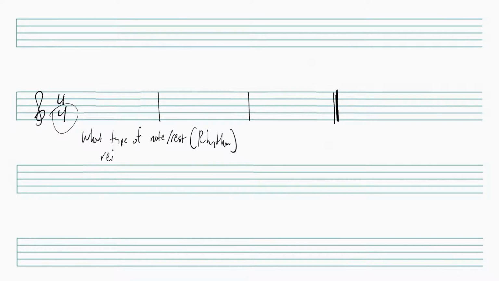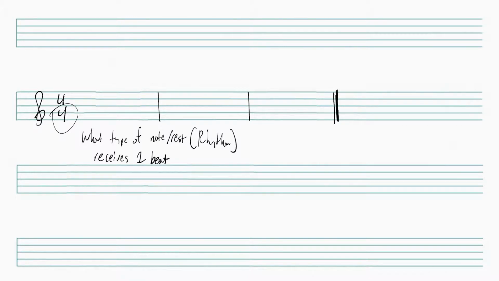receives. Let's see, I got to think here. Back to my days of English. I before E except after C, so there we go. Anyway, back to music. So what type of note or rest receives 1 beat?